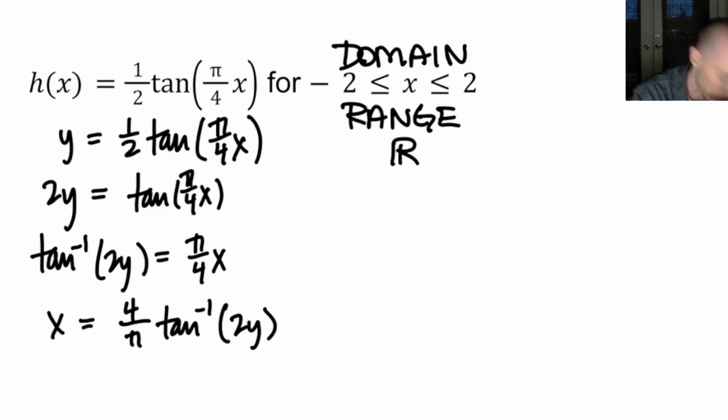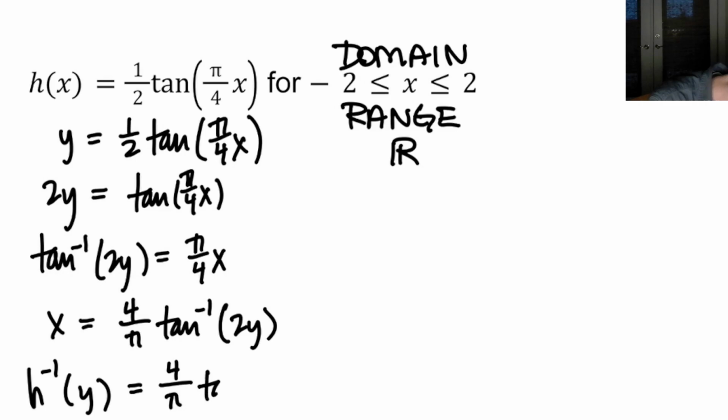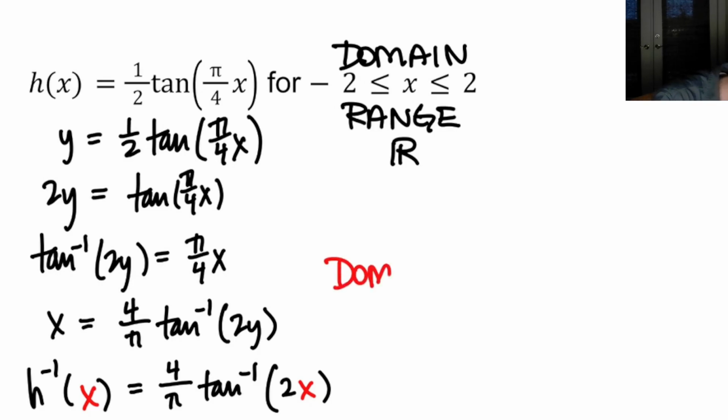Okay, so this is a function of y, so I would say h inverse of y is equal to 4 divided by pi times inverse tangent of 2y. And then I might just say, all right, I'm just going to plug in x to this formula, so h inverse of x is going to be 4 over pi arctangent of 2x. And then over here, the domain of this one would be the range of the original, and the range of this one would be the domain of the original, so negative 2 to 2.